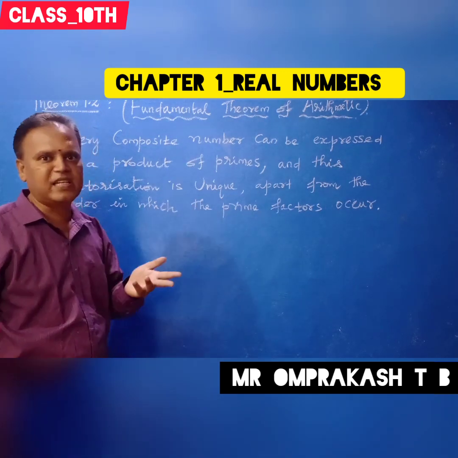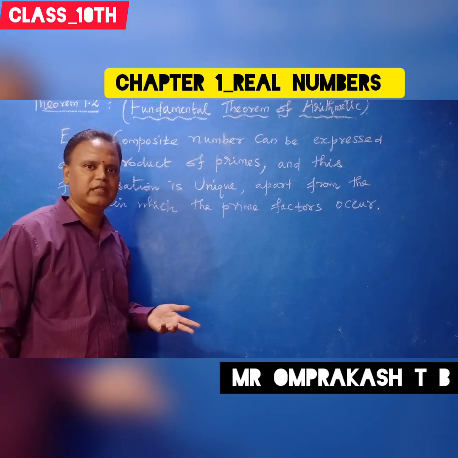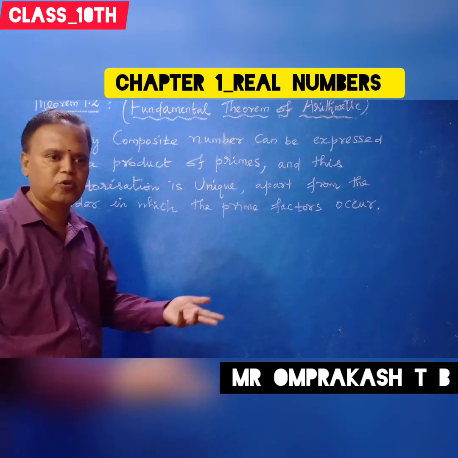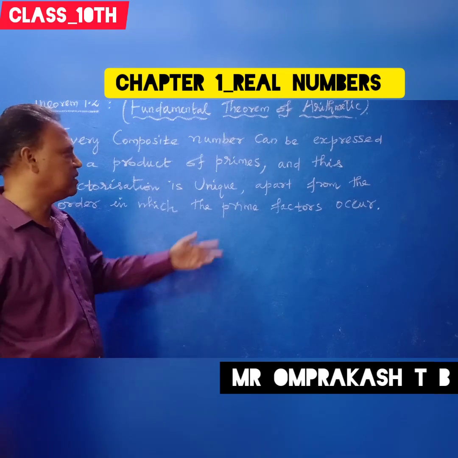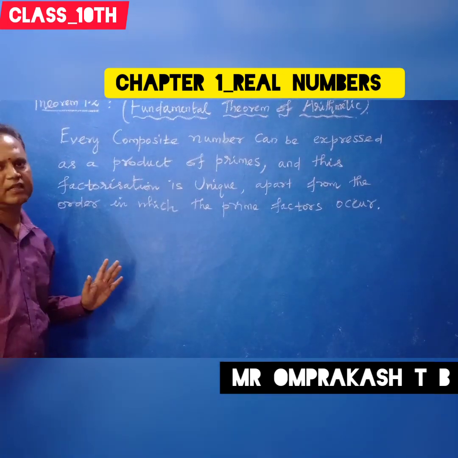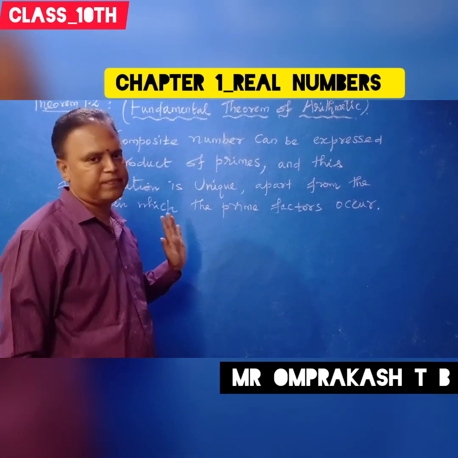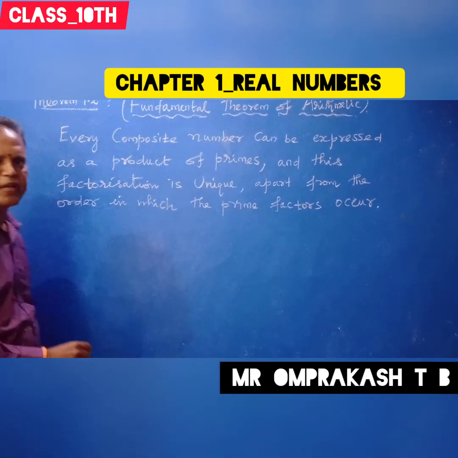But the order may be changed. Somebody will write 2 into 3, somebody will write 3 into 2. The order may be changed. That is what is given: apart from the order in which the prime factors occur. Clear? Understand? So this is called the fundamental theorem. Okay, we will see some problems. Example.